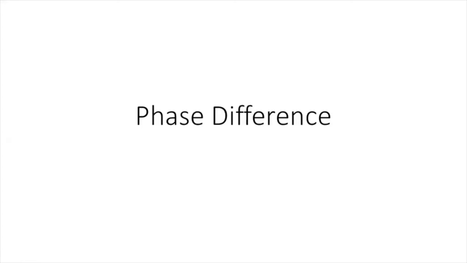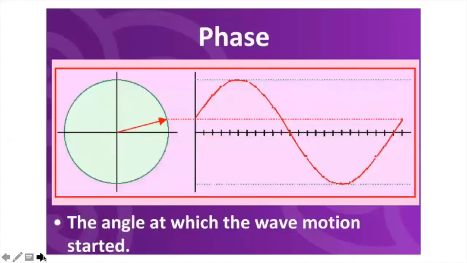But in order for us to discuss phase difference, we need to understand what the phase is. A phase is an angle at which the wave motion started. We can specify it as the location of a point within a wave cycle of a repetitive form. So we can see here that this is a wavelength, from here to this point. So we're talking about points here.